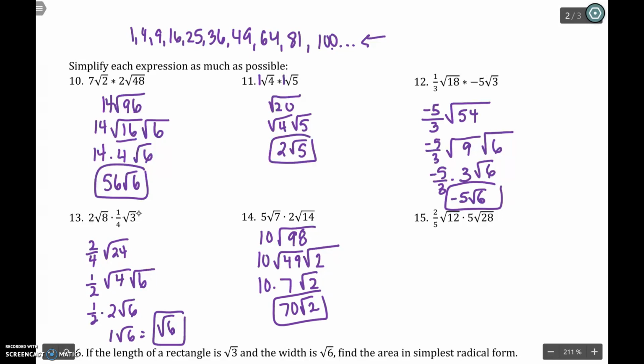2/5 times 5. 2 times 5 is 10. Divided by 5 is just 2. 12 times 28 is 336. And again, divide. 336 divided by 100, 81, 64, until you find one that works evenly. And the largest one is 16, goes in 21 times. 2 times 16 is 4, and then this just becomes 8 radical 21.